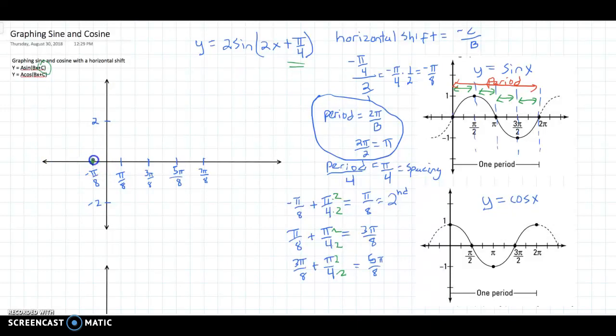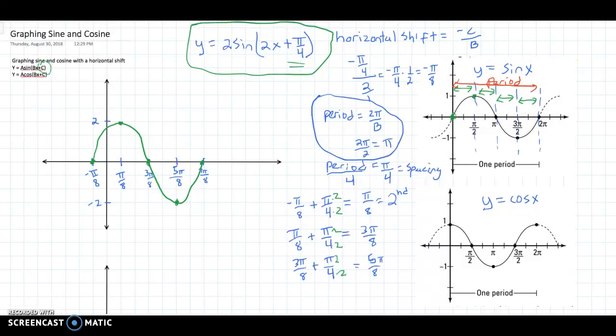And I know that this is sine, so I start at baseline. Remember how it goes: baseline, high, baseline, low, baseline. Okay, and then I just try and draw this as a nice smooth curve, connecting the points that I just placed with a nice smooth curve. And this would be one cycle of this graph. Okay, done. All right, that's how we do it.